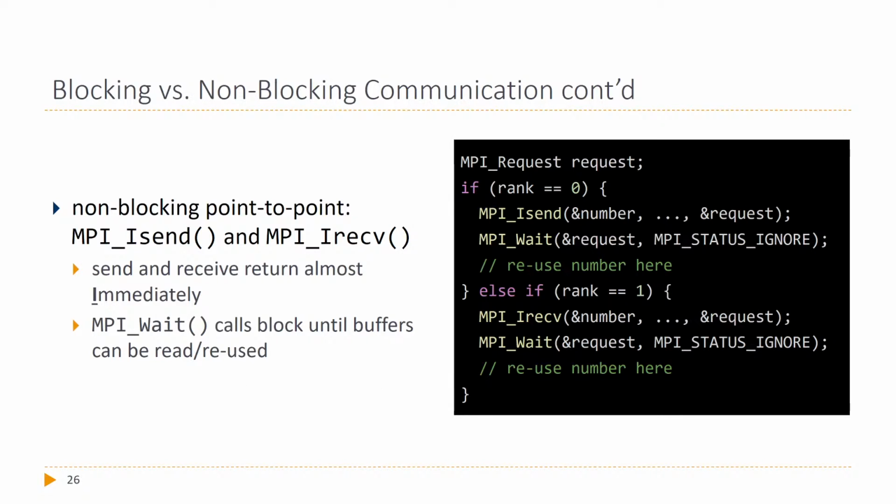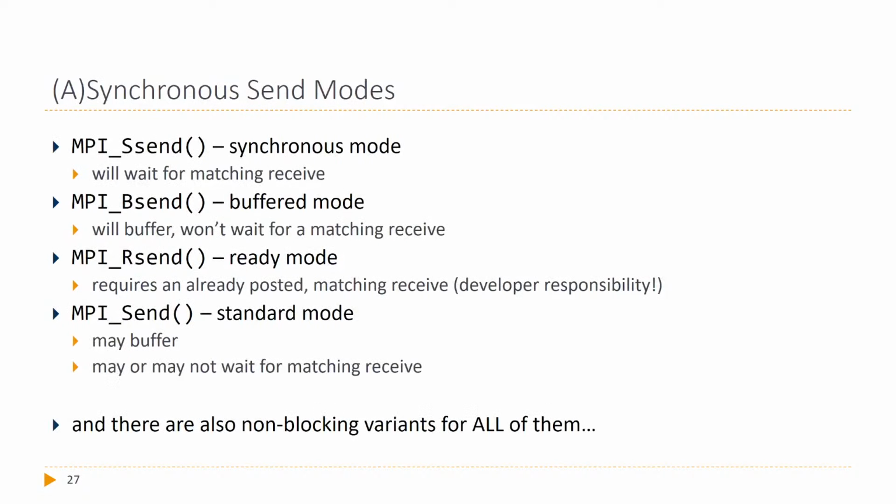The important thing here is that between the I send and the wait, you're not allowed to access the buffer, and between the I receive and the wait, you're not allowed to access this buffer, because the operation might not have started, might not have finished, might be ongoing, and so on. So that's blocking and non-blocking.